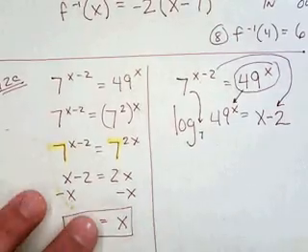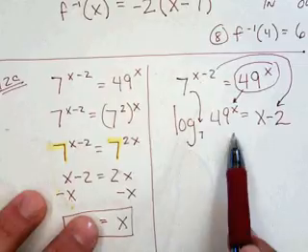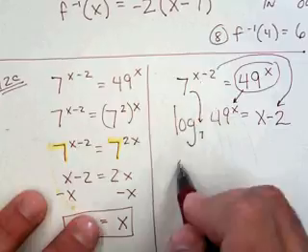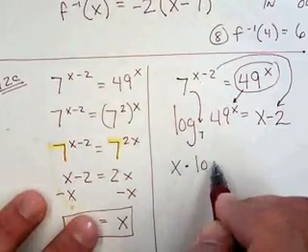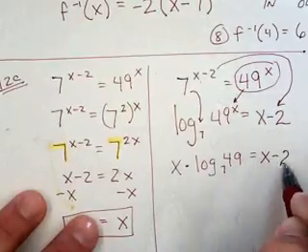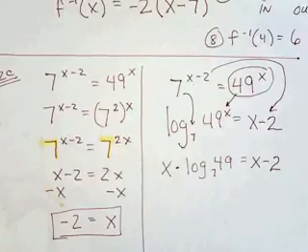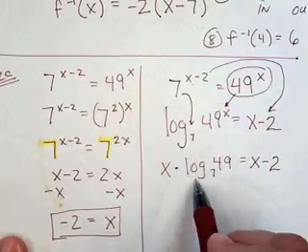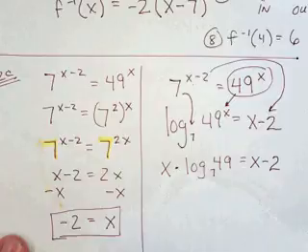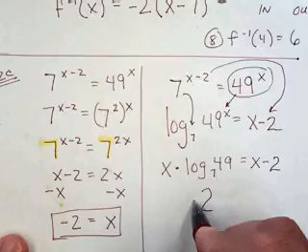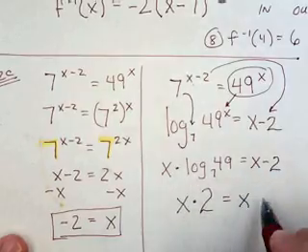At this point, we now have log properties. I have a logarithm with an exponent in it. The exponent can come out of there and become x times the log of 49 base 7. If the light bulb went off, that's good. If it didn't, it should be about to, because the log of 49 base 7 is 2. Remember, the log of 49 base 7 is asking you, what exponent turns 7 into 49? Answer, 2. So we have 2 times x equals x minus 2.